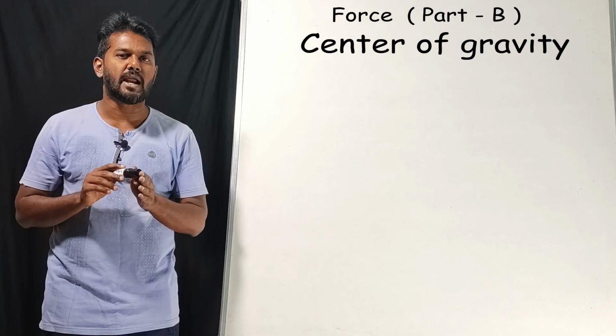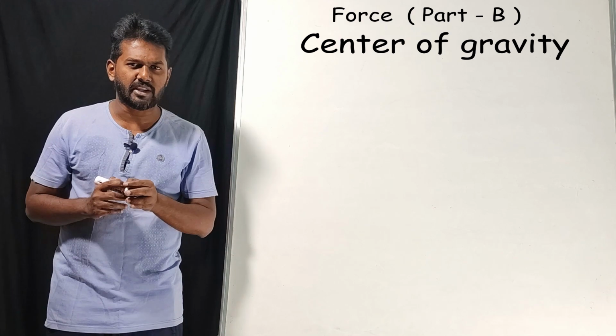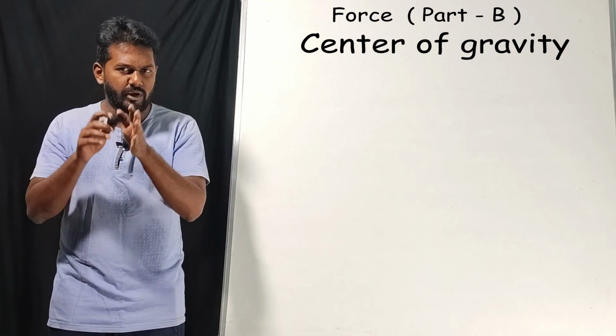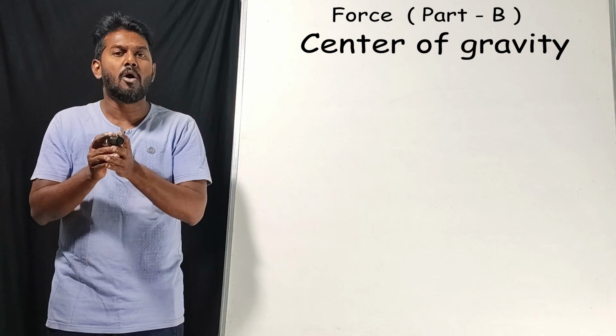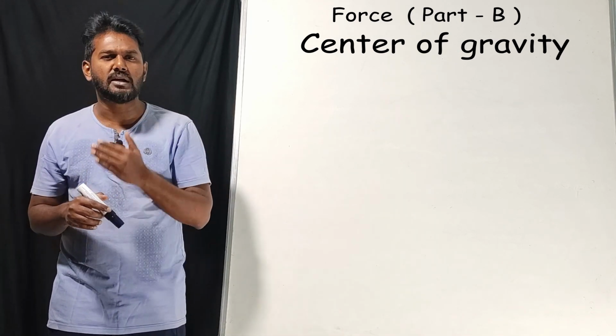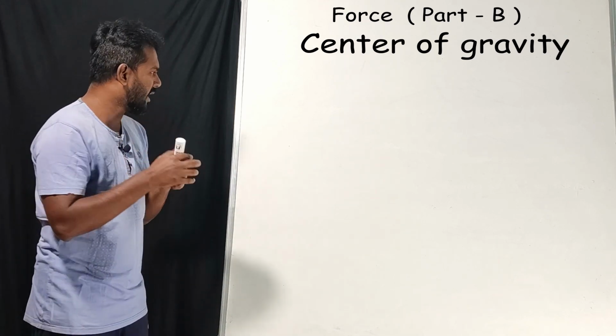We need to understand what is center of gravity. Center of gravity is a point on an object where the algebraic sum of moments of weights is 0. I know you did not understand this properly. I'll give you one example.